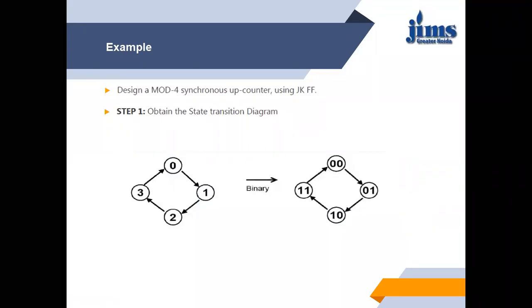how the states are moved. In the next step, we have to construct the present state and next state table. So you can see whenever the present state is 0, 0, the next state is 0, 1. When the present state is 0, 1, the next state is 1, 0. When the present state is 1, 0, the next state is 1, 1. And whenever the present state is 1, 1, the next state will be 0, 0. In such a case, if some states are missing, then we'll use don't care conditions.